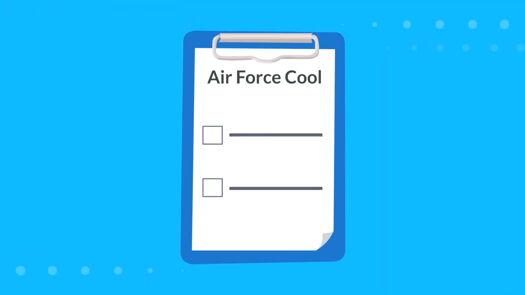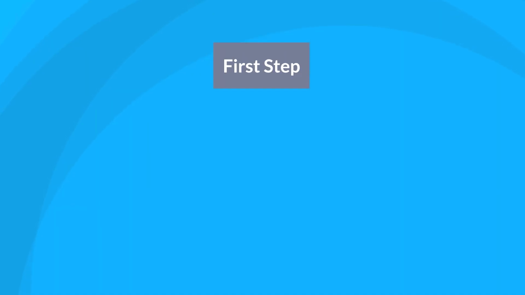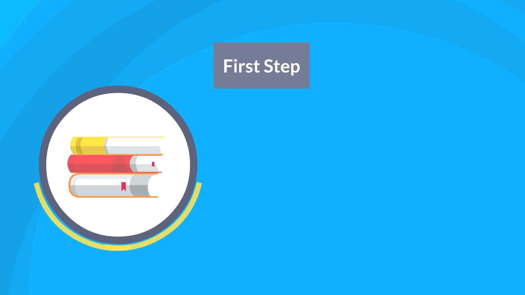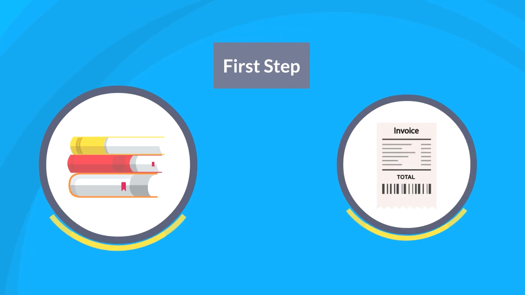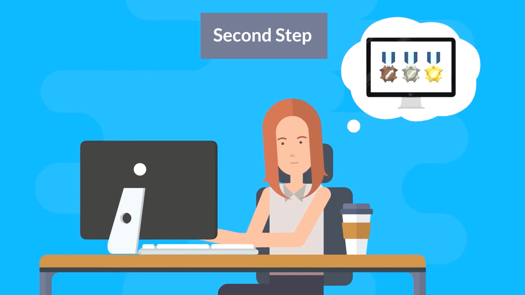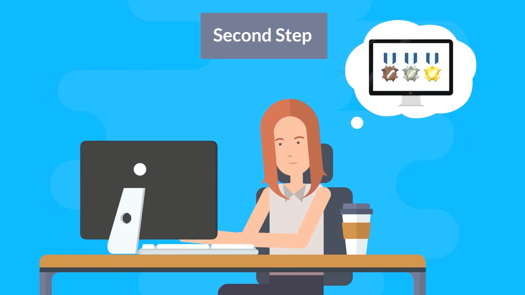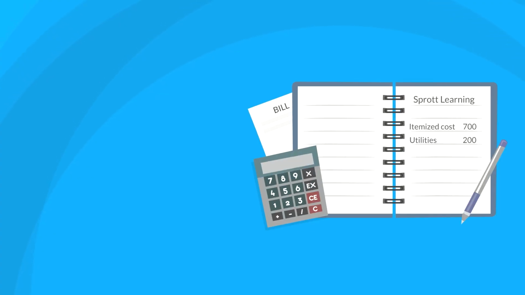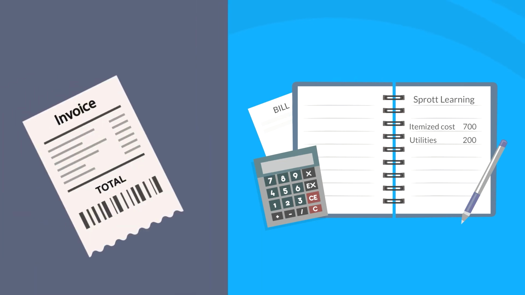To apply for AirForceCool, it is a two-step process. The first step consists of getting approved for the course you want to take and adding an invoice you received when you registered at Sprott Learning. The second step is applying for funding. Here you will return and add the itemized costs from the invoice sent out by us at Sprott Learning.